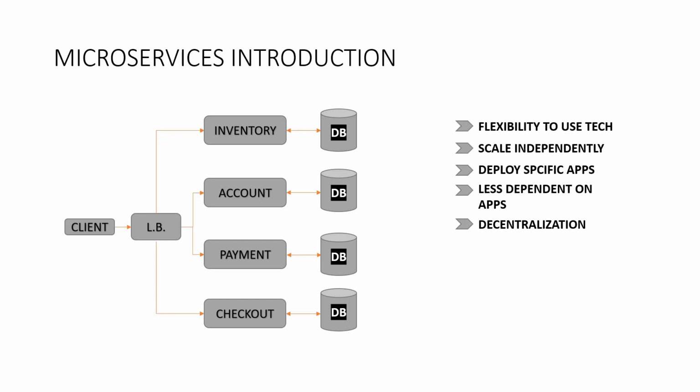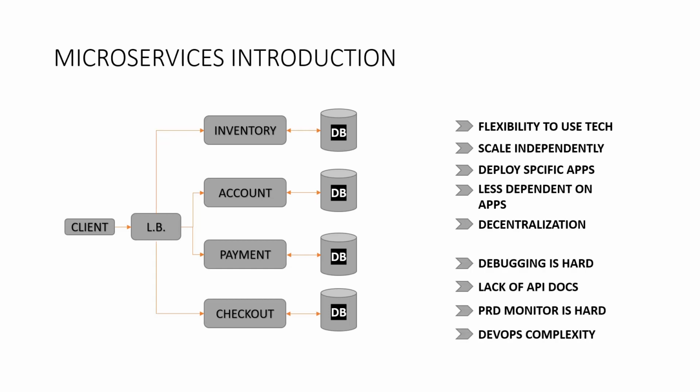So let's talk about the drawbacks of using microservices architecture. Debugging is hard, lack of API docs, production monitoring is hard, DevOps complexity. First, debugging is hard. In the case of monolith, debugging is quite easy. It is a single application, we can debug easily, we can go through the code.